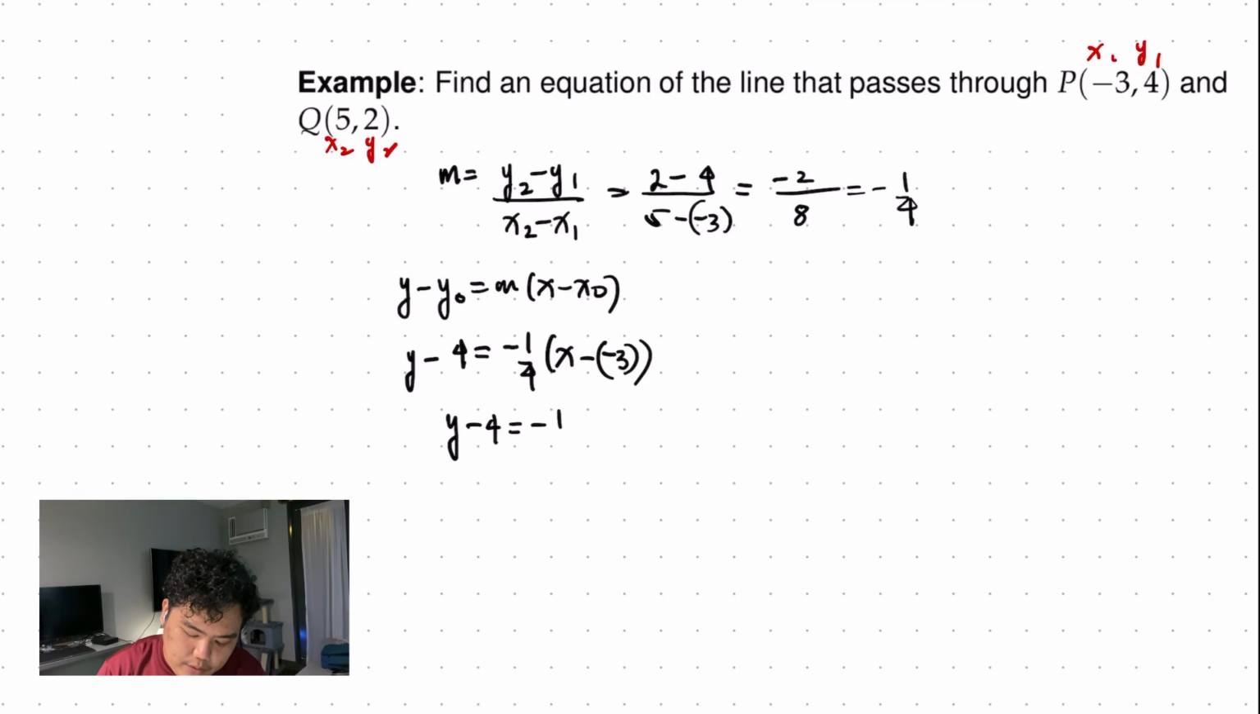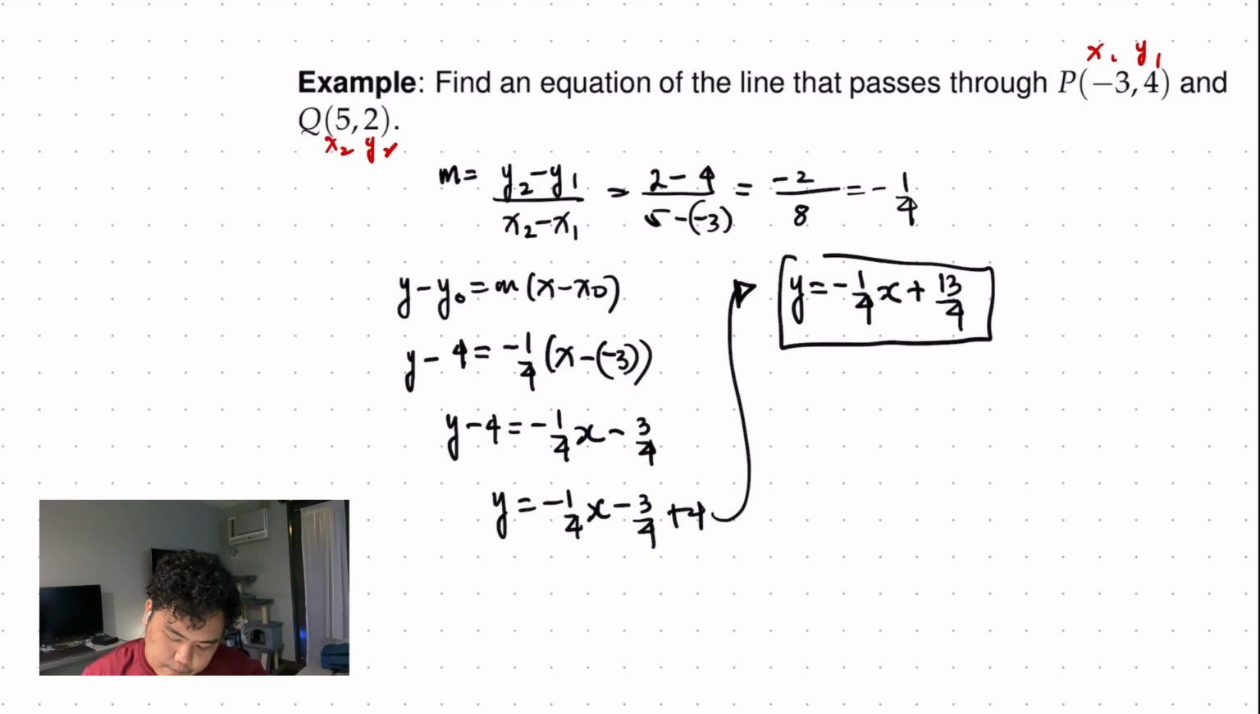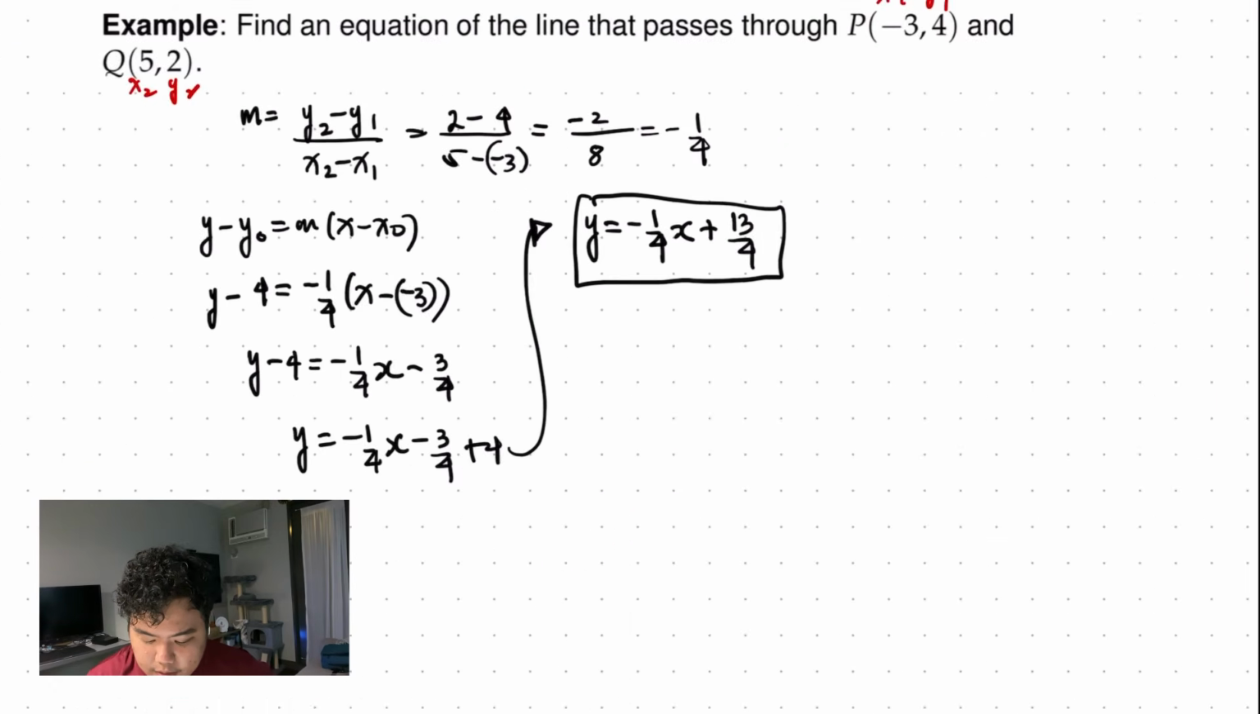Kung gagawin yung y equal to mx plus b, distribute lang natin ito. So, we'll get negative 3/4. Lipat yung constant sa kabila. So, anong lalabas? Y equal to negative 1/4 x plus... anong lalabas dito? 16 minus 3, 13 over 4. Clear ba yan?